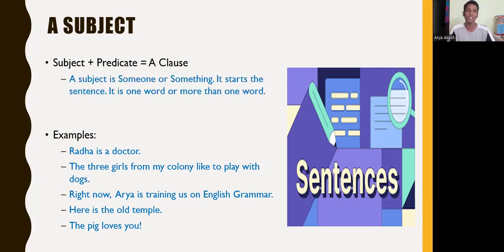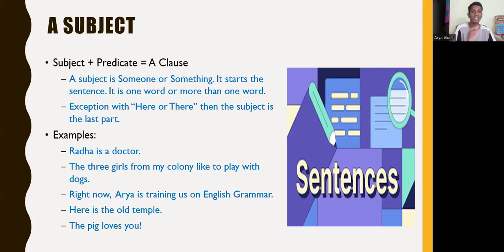Now, what is a subject in a sentence? A subject in a sentence is someone or something. It answers the question who, what, whom. It starts a sentence. When you form a sentence, subject is always the first part of the sentence. It can be just one word as a subject, or it can be more than one word as a subject. Exception: with here or there, subject is always the last part. We don't use subject in the beginning. We use here in the beginning or there in the beginning, and the subject ends the sentence.